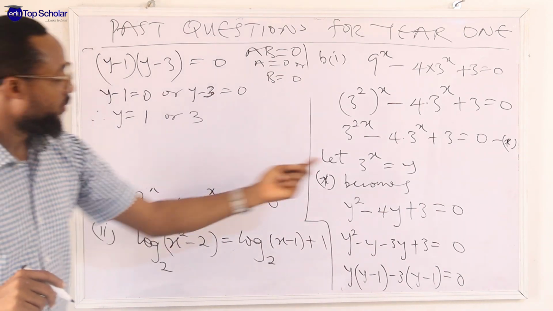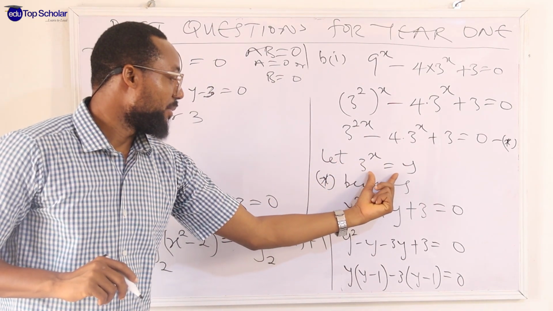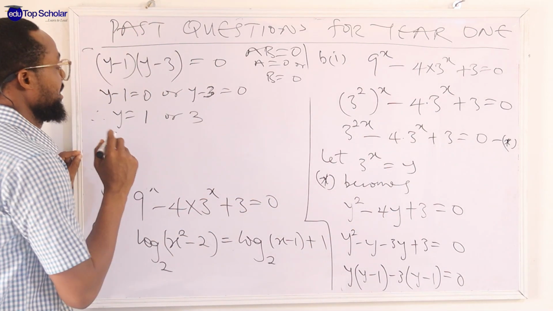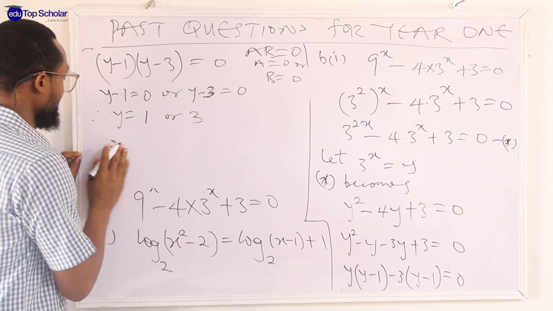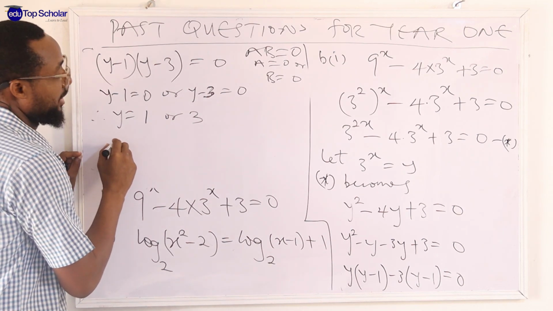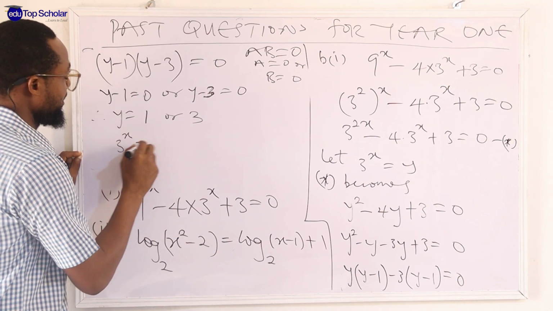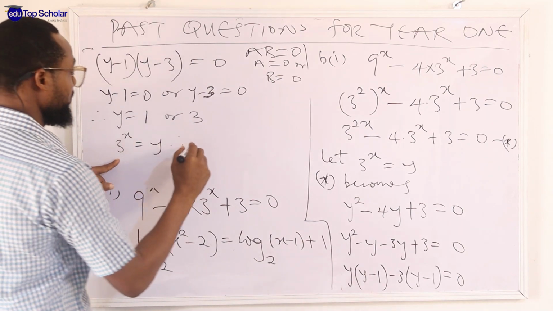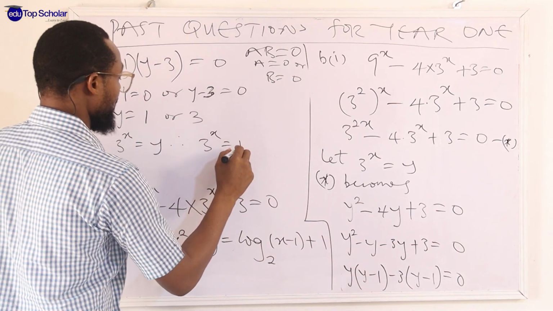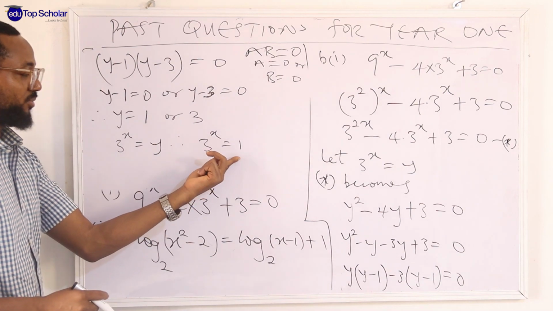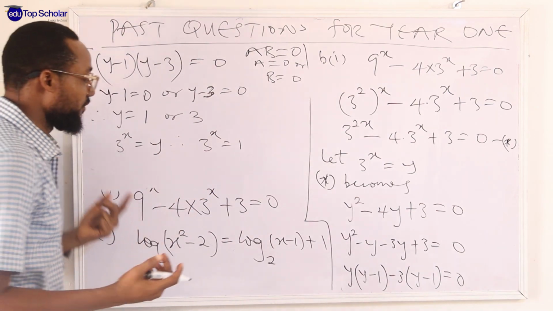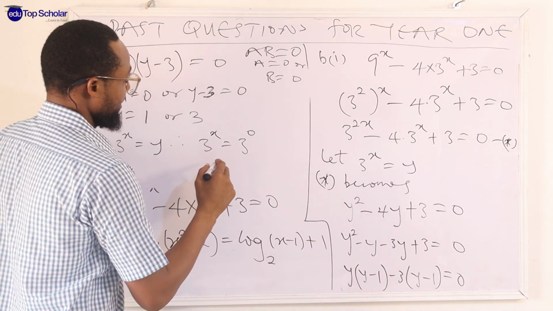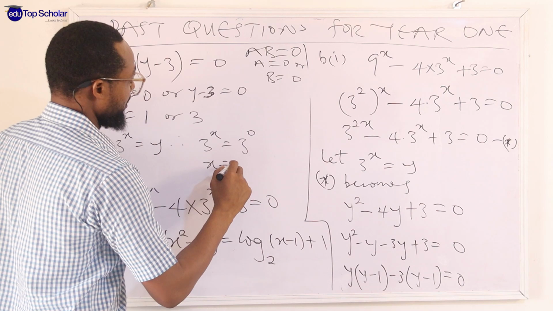Now remember, we made an assumption earlier that we should represent our 3 raised to power x with y. So we are coming back there now to do that. Recall that 3 raised to power x is equal to y. Therefore, when y is 1, we have 3 raised to power x equals 1. We can write 1 in another form. 3 raised to power 0 will definitely give us 1. So we write that as 3 raised to power 0, and so x here will give us 0.